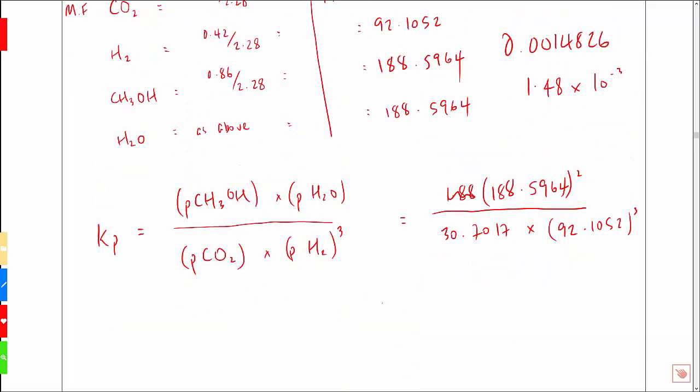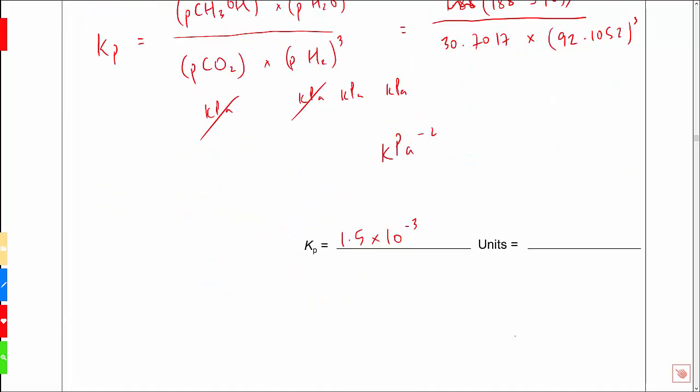In terms of units, should have no issue there. We've got kilopascal times kilopascal over kilopascal, and then kilopascal, kilopascal, and kilopascal. Therefore, we've got 1, 2, 3, 4. So our unit is going to be kilopascal squared, but it's 1 over that, so it's going to be kPa to the minus 2. So I'm saying something like 1.5 times 10 to the minus 3 kPa to the minus 2.